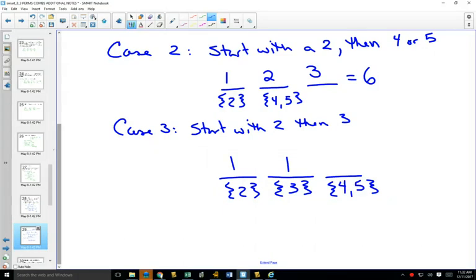3's already been used. But that's a common mistake, is putting 3 back in again. But this question said we're not allowed to repeat our numbers, so there's only two choices here. If we add up all of our totals, 36 plus 6 plus 2, we get 44 in total.